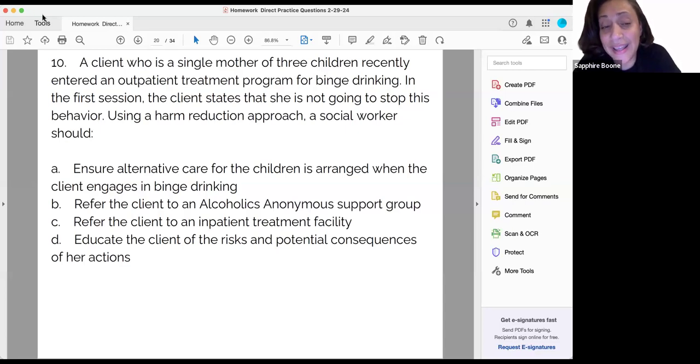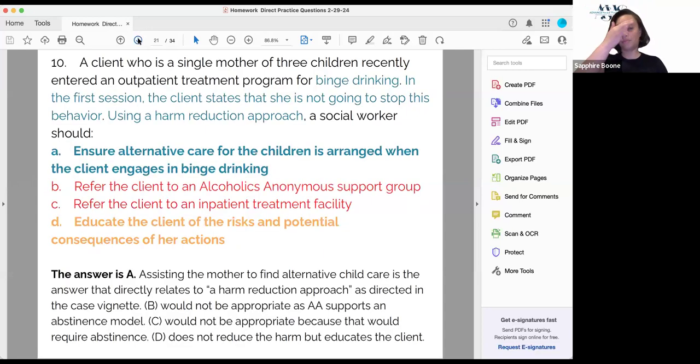Because D is really saying, hey, you should stop drinking and let's talk about why. But A is like, okay, let's just make sure the kids are safe at least, so that when you're drinking, the children aren't being harmed, right? So that's why A is the answer. A, ensure alternative care for the children is arranged when the client engages in binge drinking. So the harm in this case is really for the children. We want to reduce that harm.